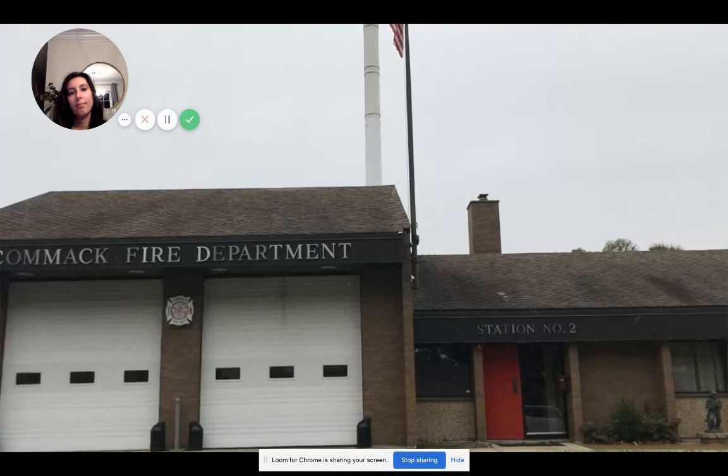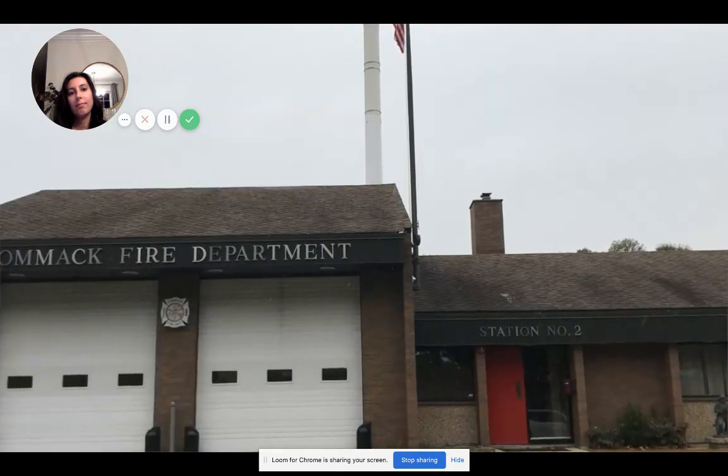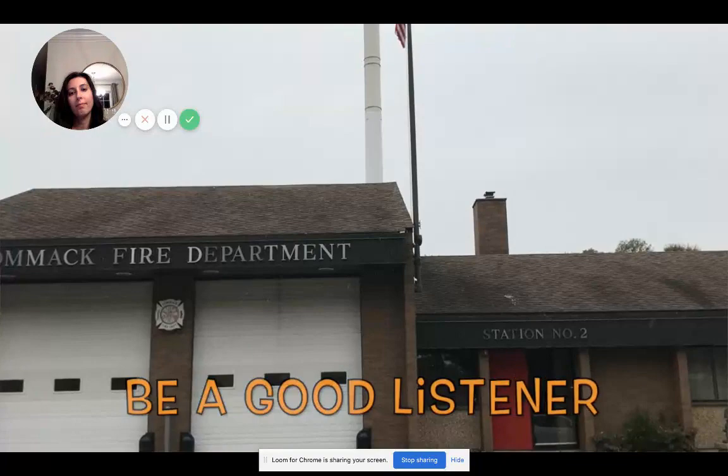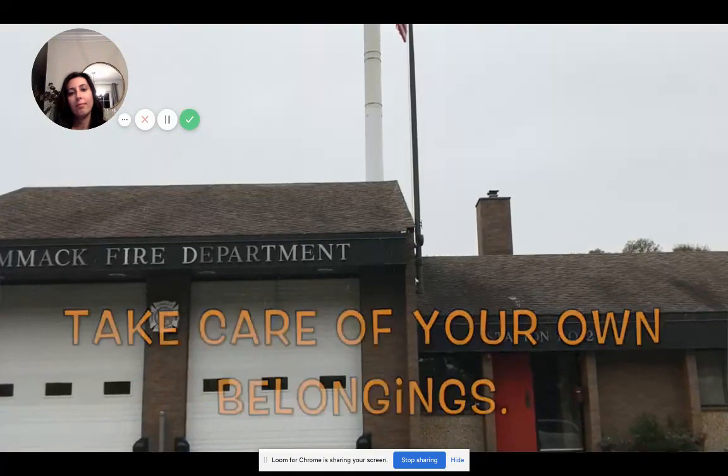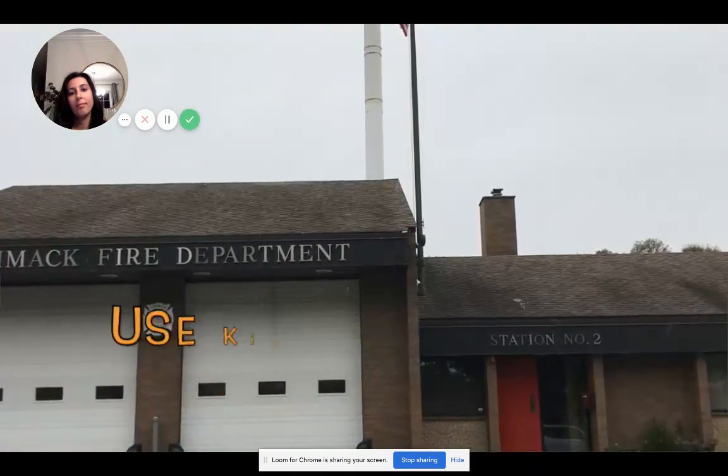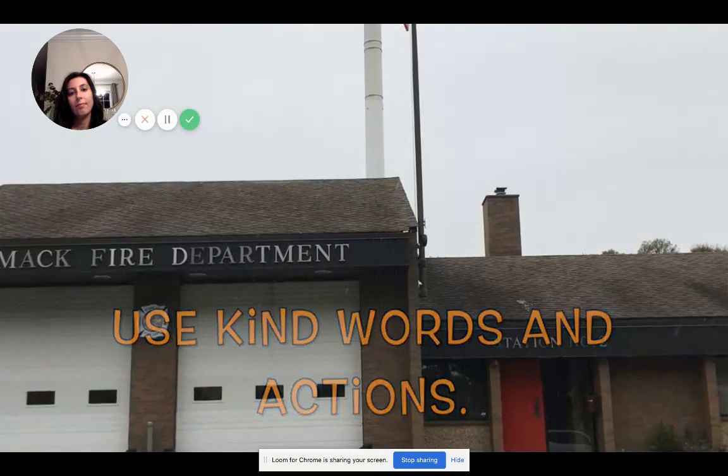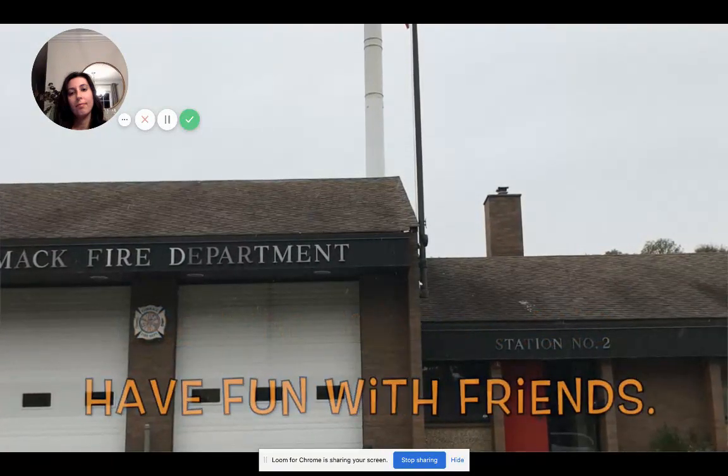When you are on field trips, you agree to follow the 3 R's by be a good listener, take care of your own belongings, and stay with an adult, use kind words and actions, have fun with friends.